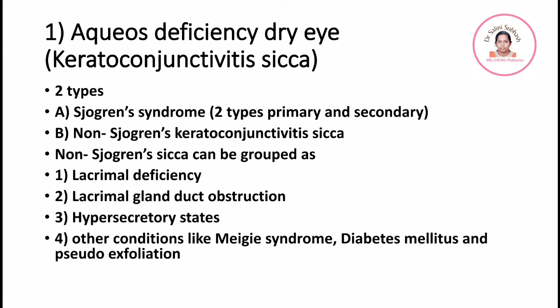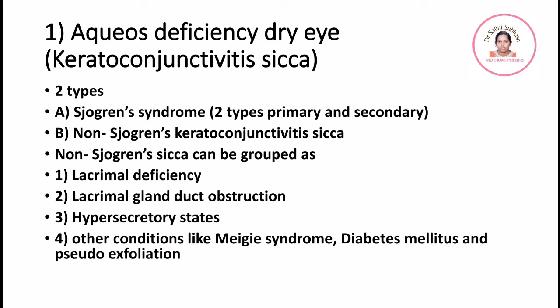We will see the first type, that is Sjögren's syndrome. It is an autoimmune chronic inflammatory disease with multi-system involvement. It typically occurs in women between 40 to 50 years of age. The characteristic features are aqueous deficiency dry eye, that is keratoconjunctivitis sicca. Sjögren's syndrome is of two types, primary and secondary.